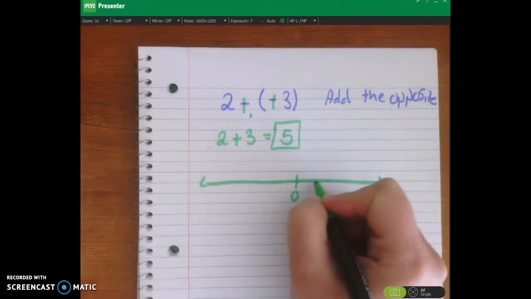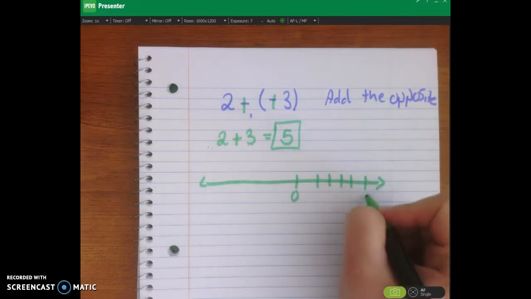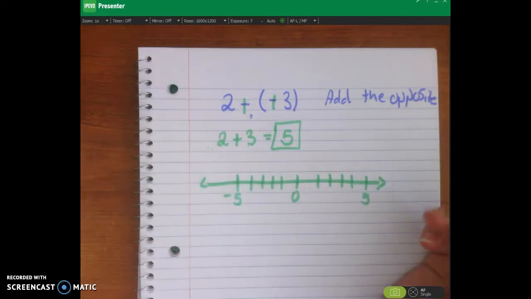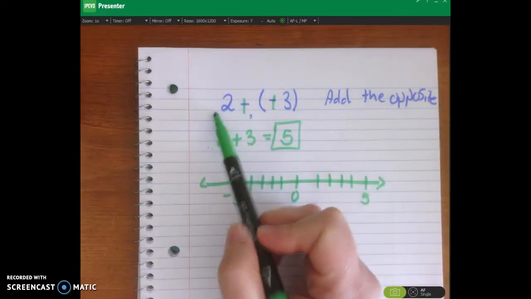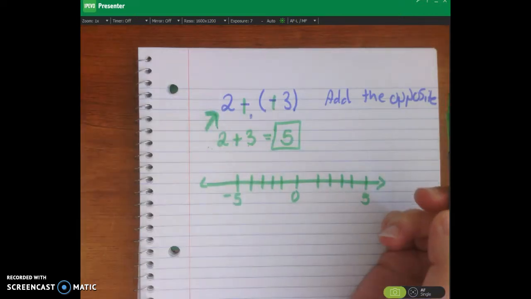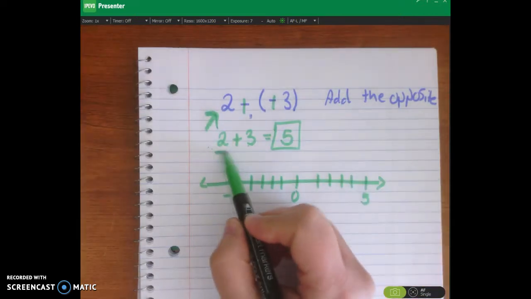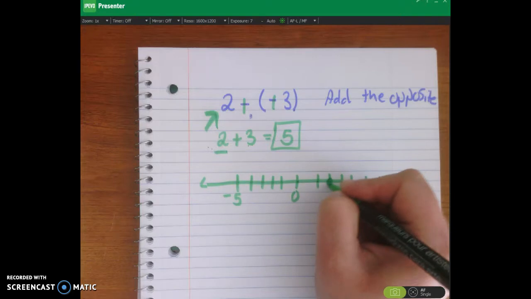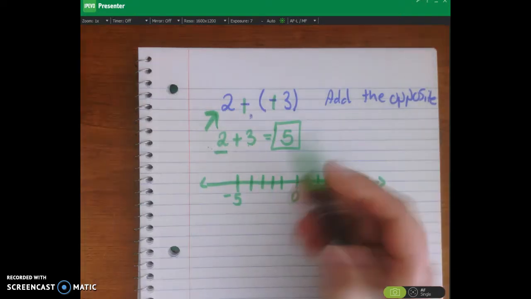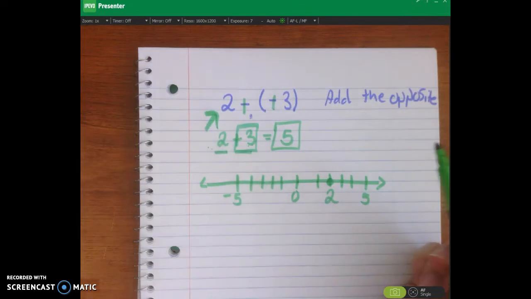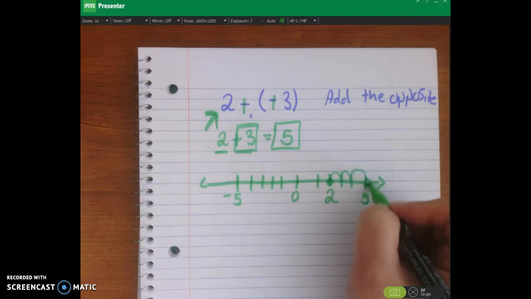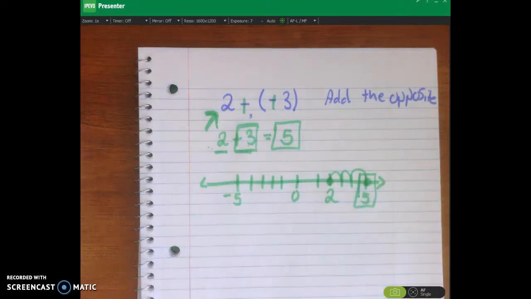I'm going to put 0 here. I'm going to go out to 5 and negative 5. So to do this on the number line, I'm still going to have to change it to adding the opposite. So then I start with putting 2 on my number line. So I'm going to go from 0, go 1, 2. So there is my positive 2. And now I'm going to go another 3. Okay, our 3 is now positive, so we're going to go 3 in the positive direction of 1, 2, 3. And we end up here at positive 5.